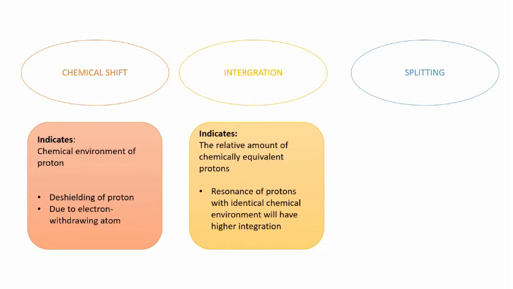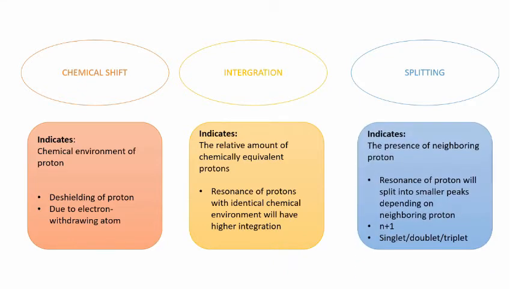Next is the integration or intensity, which tells us the relative amount of protons with equivalent chemical environment. The higher the number of protons in a group, the greater its intensity. Third one is splitting. Splitting of peaks suggests the presence and quantity of neighboring protons. It is denoted by n plus 1, where n is the number of neighboring protons. The peaks can either be singlet, doublet, or triplet.